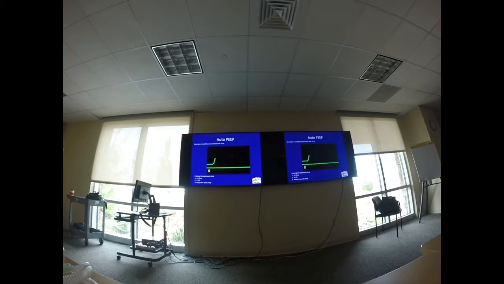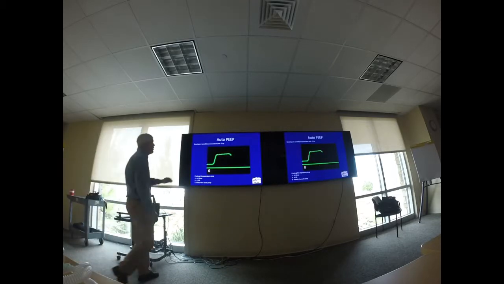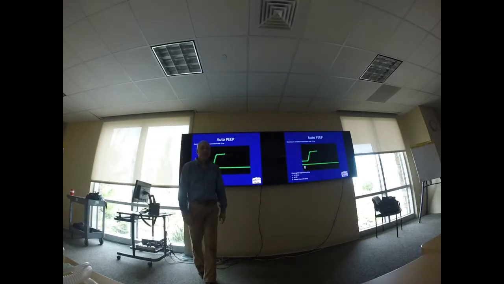And you guys can see on your capnogram that the patient has auto PEEP. Do you guys see that? Your baseline, this never comes down to 0, right? It's high. So that's an indication of auto PEEP right here. You guys see that?